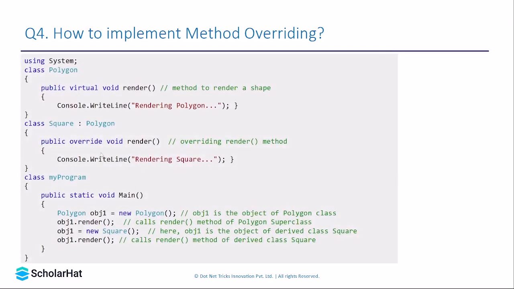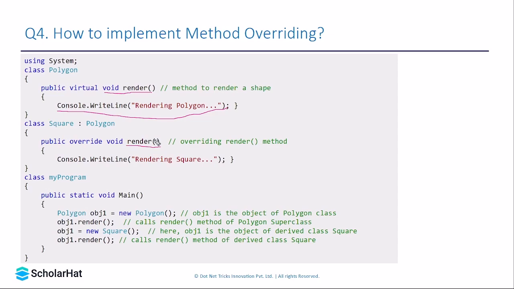So again, we have created a class named Polygon, which is our base class, and Square, which is our derived class, because we have used inheritance over here. Now you can see that the base class consists of a method named render, which is just displaying an output on the console, that is, rendering polygon. Now in the child class as well, we have the same method, render.